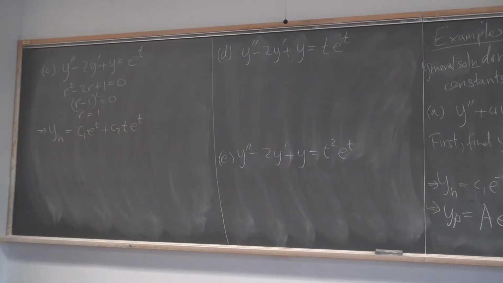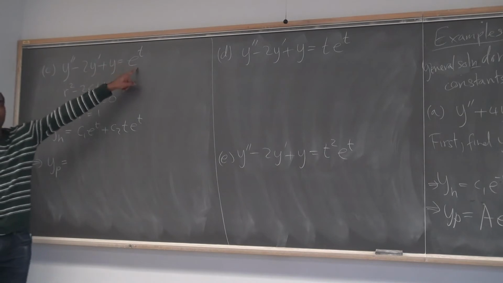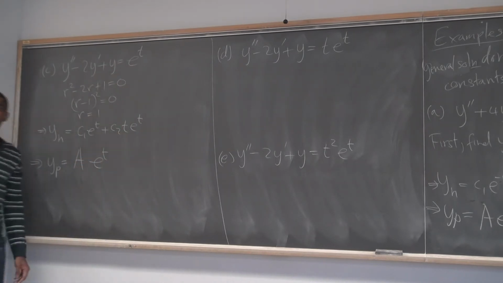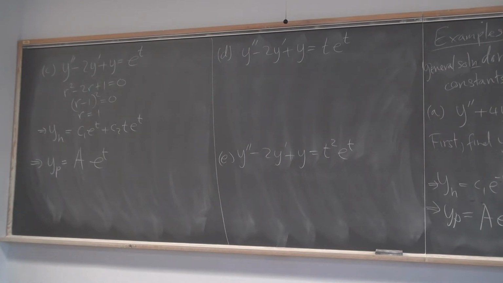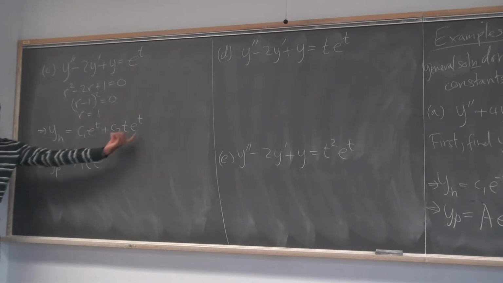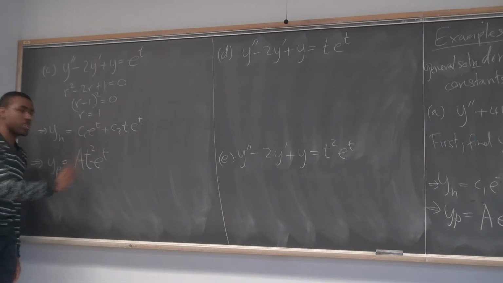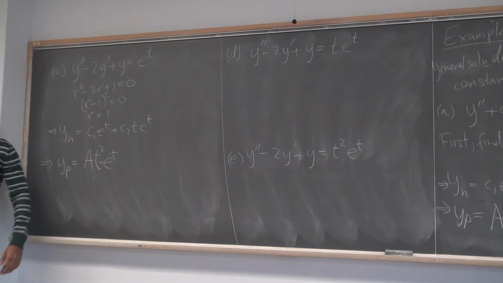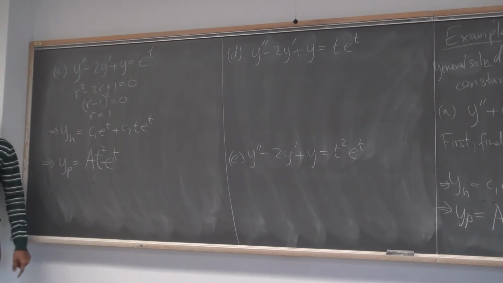Now, knowing that, we want to pick our yp. Now yp has to look like e to the t. General form, a e to the t. A t e to the t. So now we're like, that looks like this. Let's multiply by a t. And now you're like, now that looks like this. Multiply by t again. You multiply by t as many times as you need to not look like anyone here.